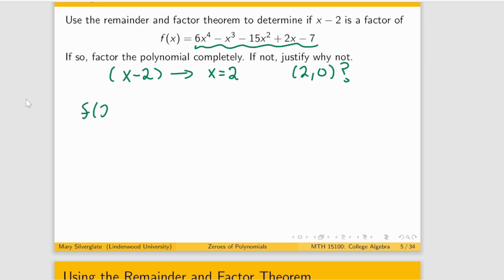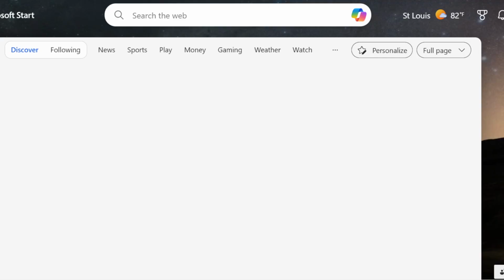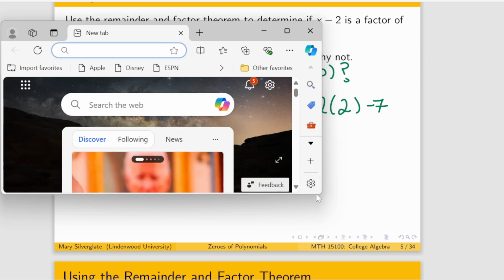So let's try plugging in 2. I should get that when I plug in 2, the result is 0 if this is going to be an x-intercept. So I have 6 times 2 to the 4th minus 2 cubed minus 15 times 2 squared plus 2 times 2 minus 7. Now I do want to show you that there is actually a fairly fast way to check this in Desmos.